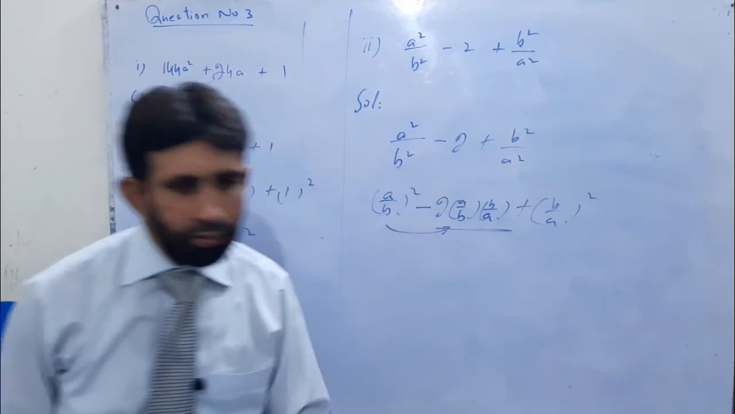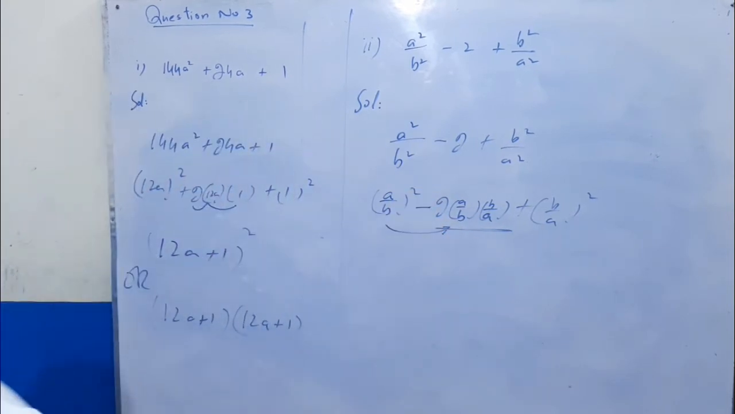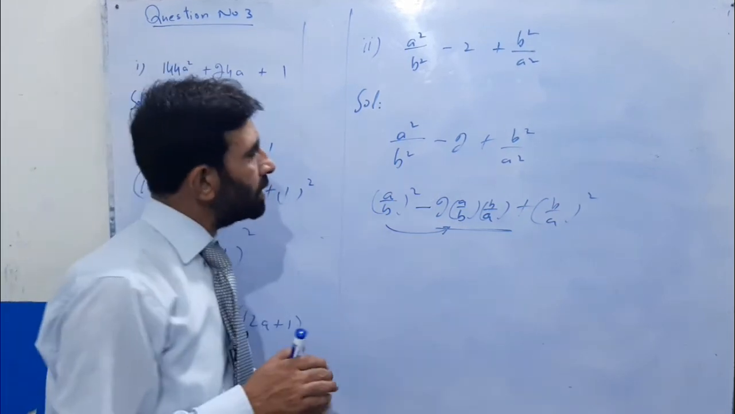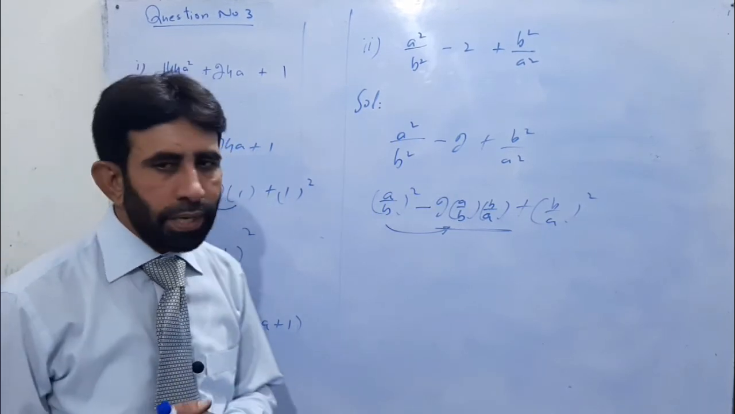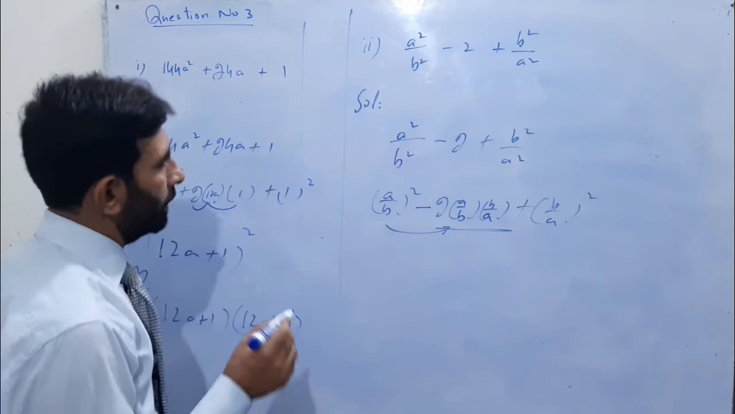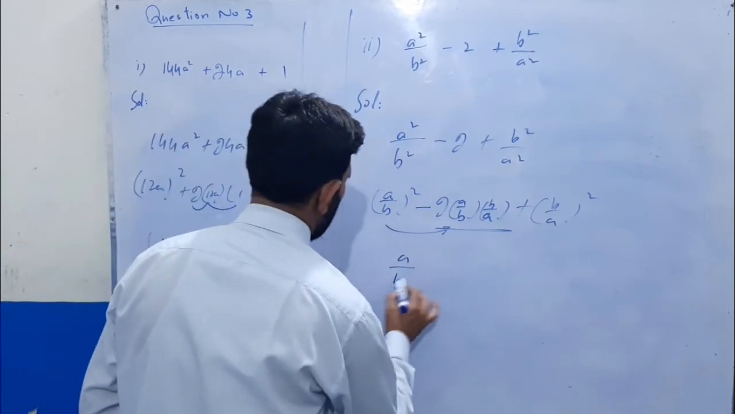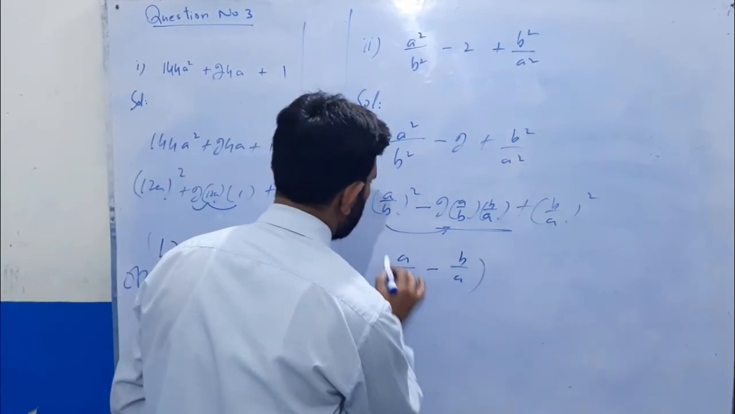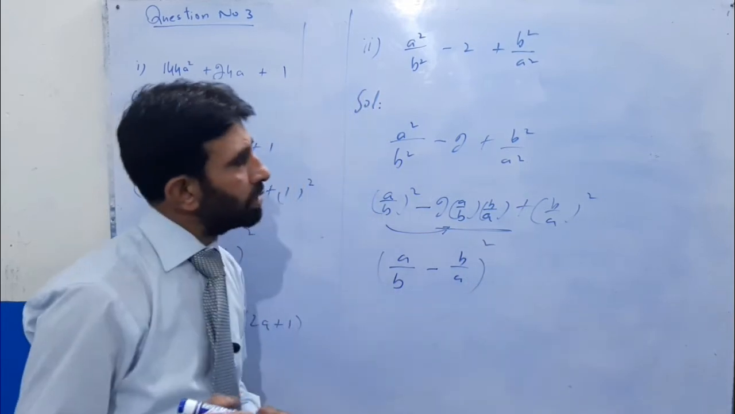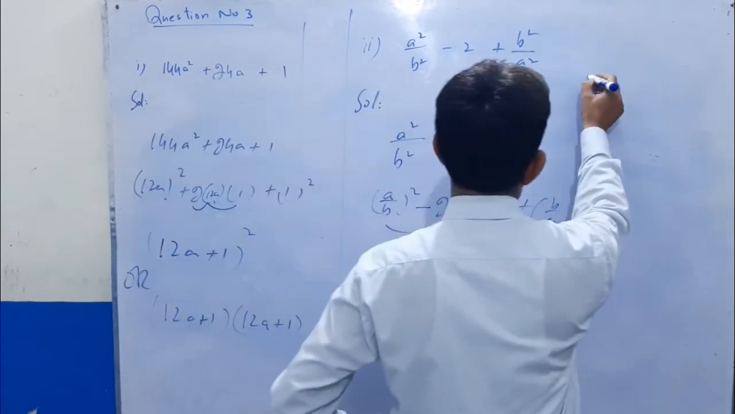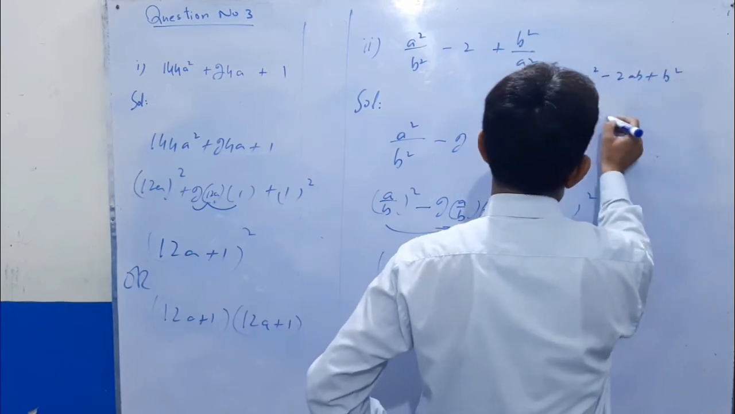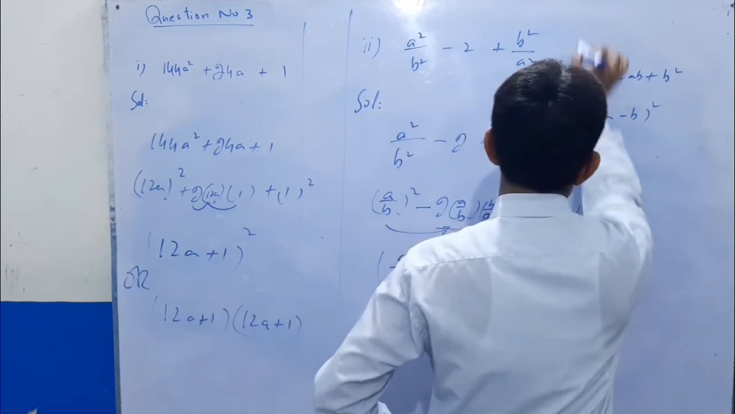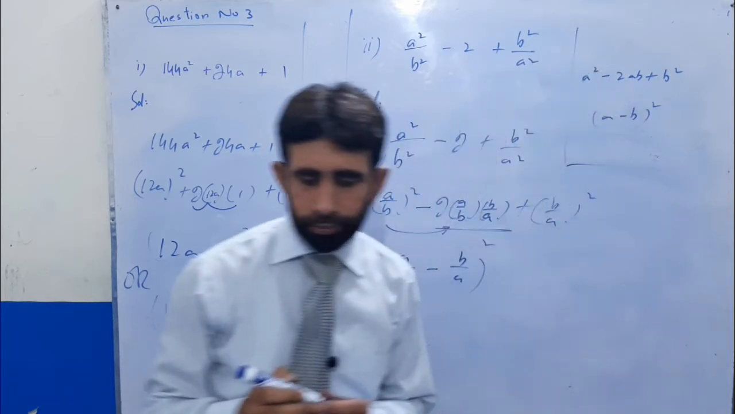So minus 2, both the conditions are being fulfilled: two perfect squares are given, and the middle term is formed by multiplying first and second entry as well as their double. So you can write A over B minus B over A whole square. It's the second identity. Whenever there is A square minus 2AB plus B square, you can write A minus B whole square. It is called the second identity.